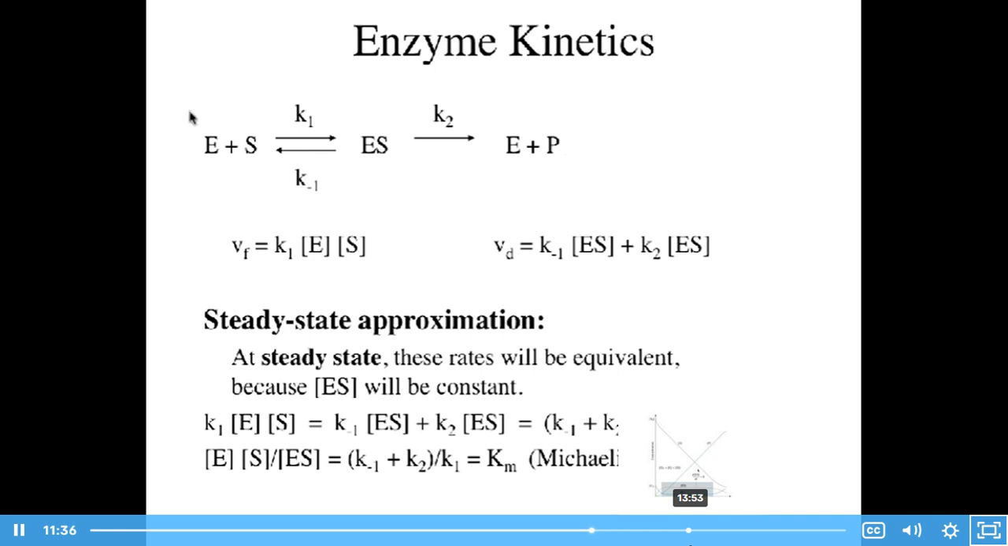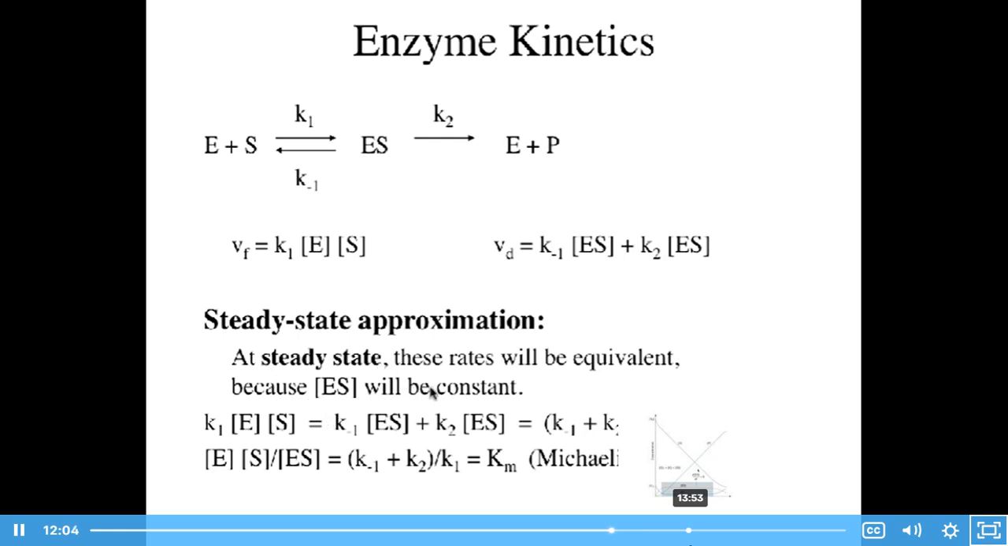So let's start with the simplified version here. Now K minus 2 is pretty much 0. Well, it's there, but this reverse rate is going to be essentially 0. So the rate of formation of the enzyme-substrate complex is K1 times E times S, and the rate of disappearance is two first-order rates, K minus 1 times ES and K2 times ES. K minus 1 is just dissociation, K2 is catalysis to form product.